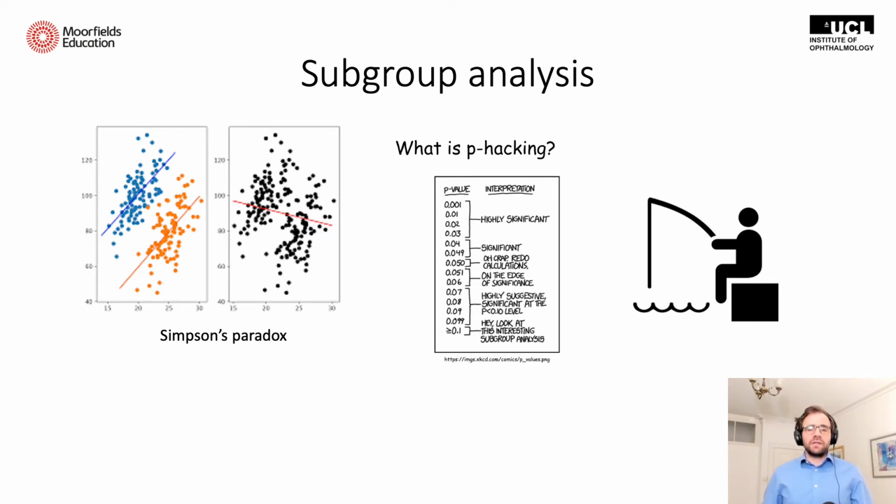And unfortunately, this is something we see in a lot of papers. A lot of people repeat this subgroup analysis, and they still use a threshold of 5%, and they do not account for the number of tests that are done. So this is quite common, and this is something you should be aware of.